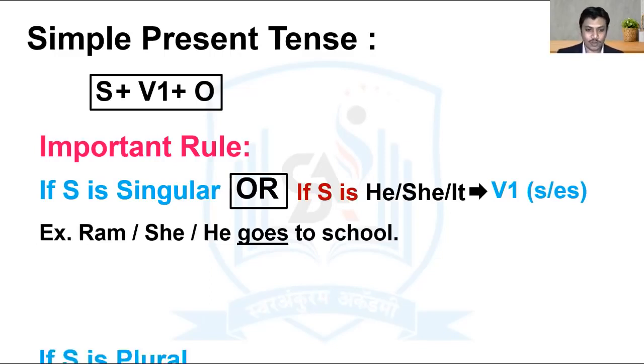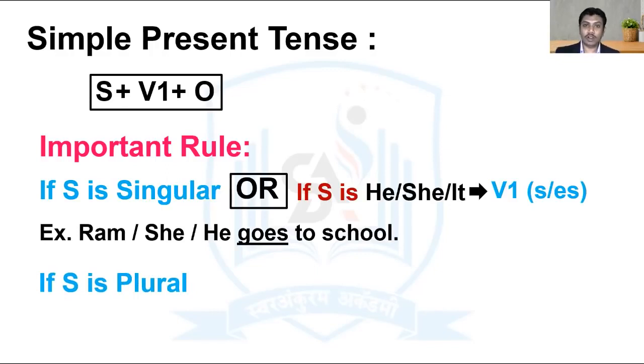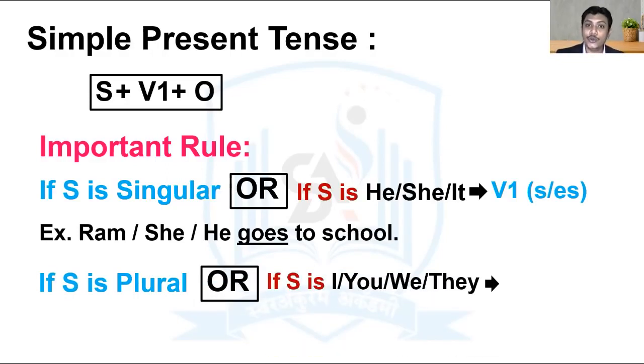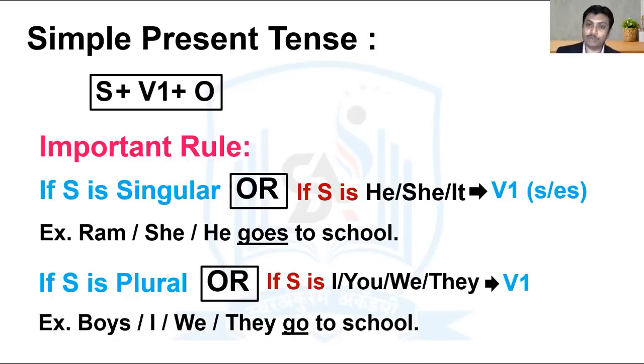Simple thing. Now, if the subject is plural, okay, or the pronouns are I, you, we, they, what we need to do? We only need to use V1. No combination with S or ES. Clear this thing? See the example. Boys go to school. We go to school. They go to school. Okay. Keep this thing in your mind.